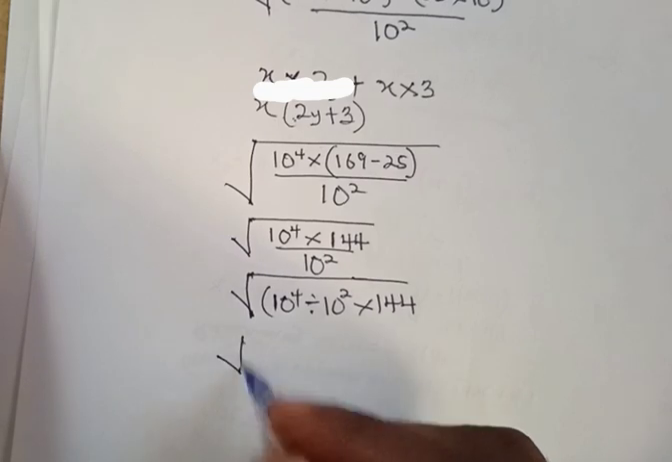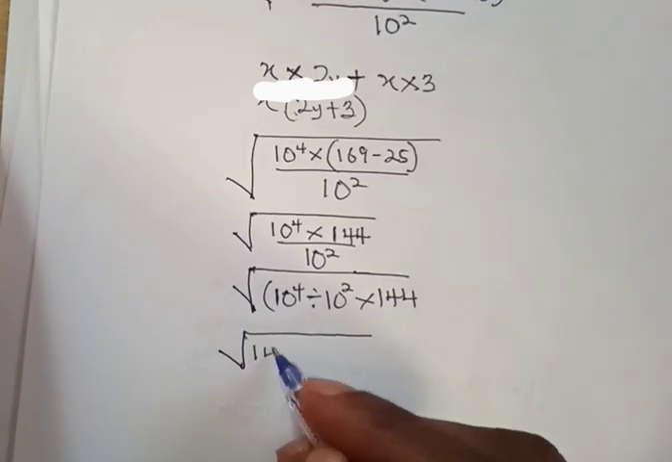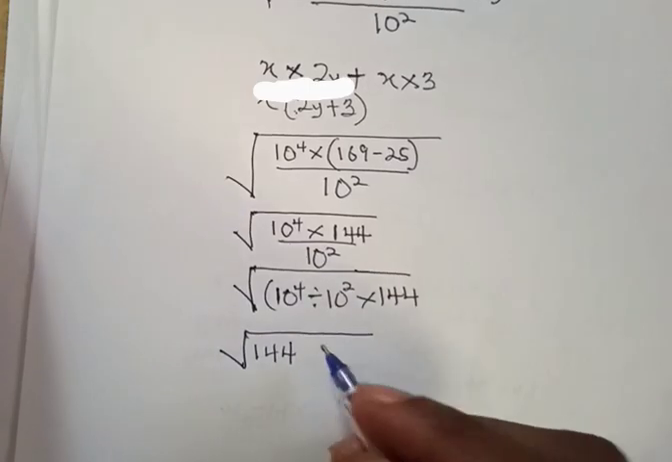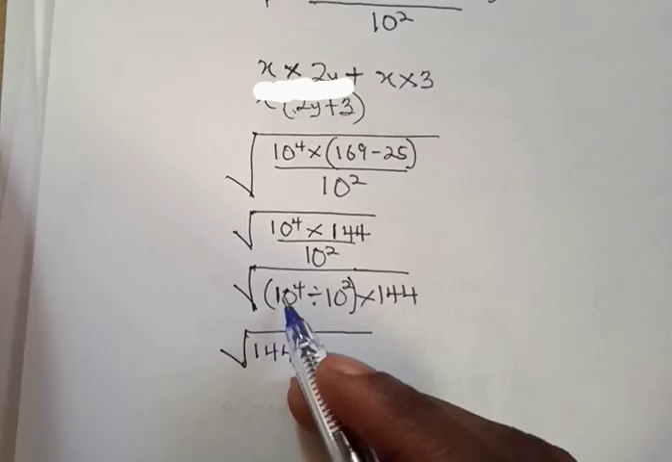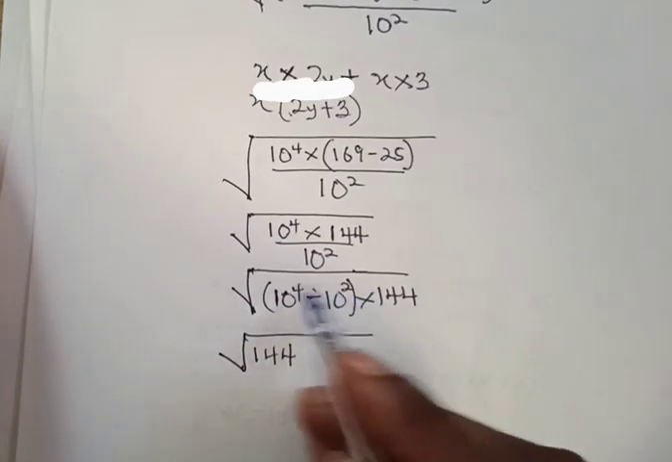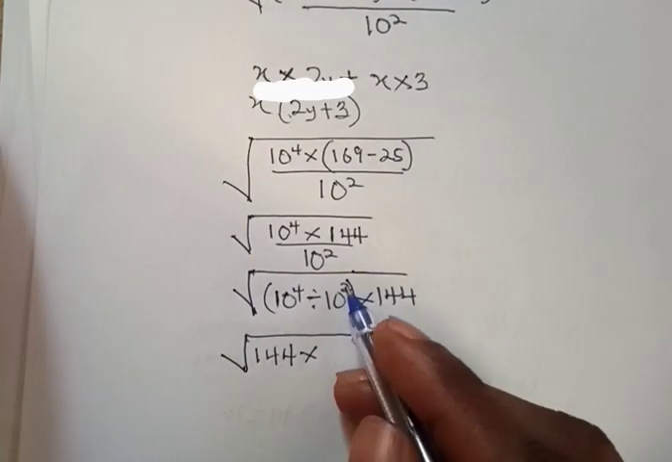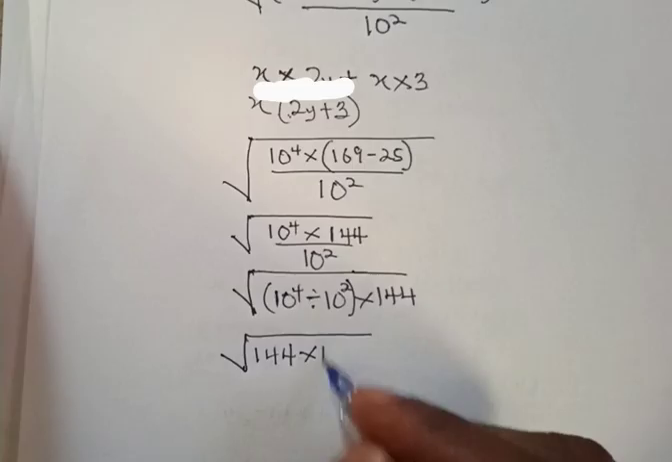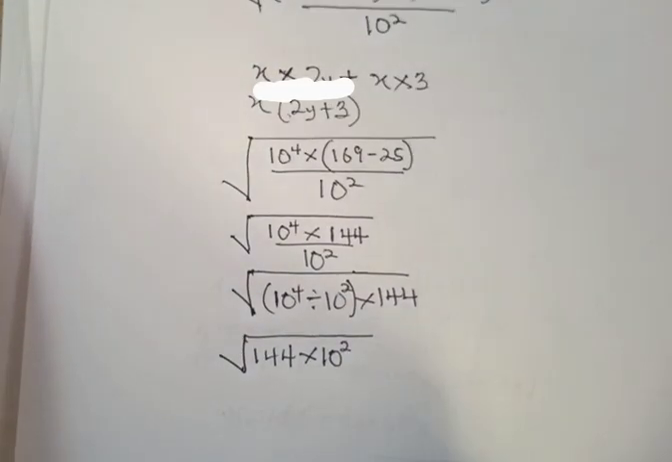Good. So this time, because we are dealing with standard form, I will begin with the 144 like this, and then deal with this. Now the principle says that when you are dividing, we only subtract the exponent. So if I subtract 2 from 4, I'm going to get 10 exponent what? 2. Have you gotten the point?